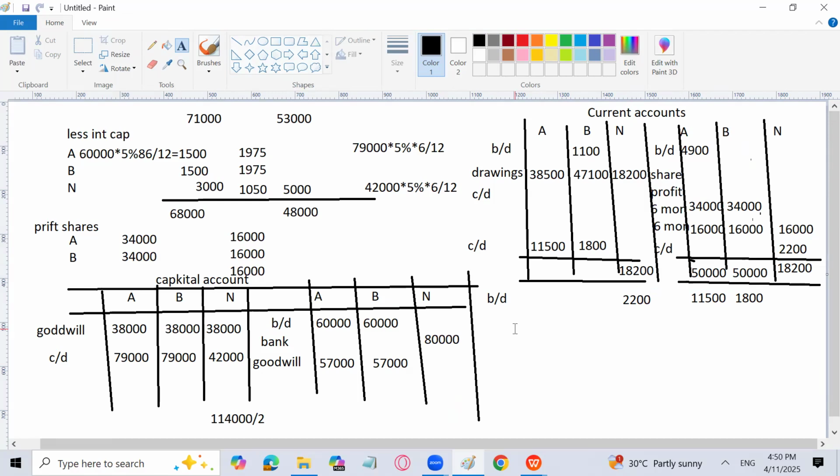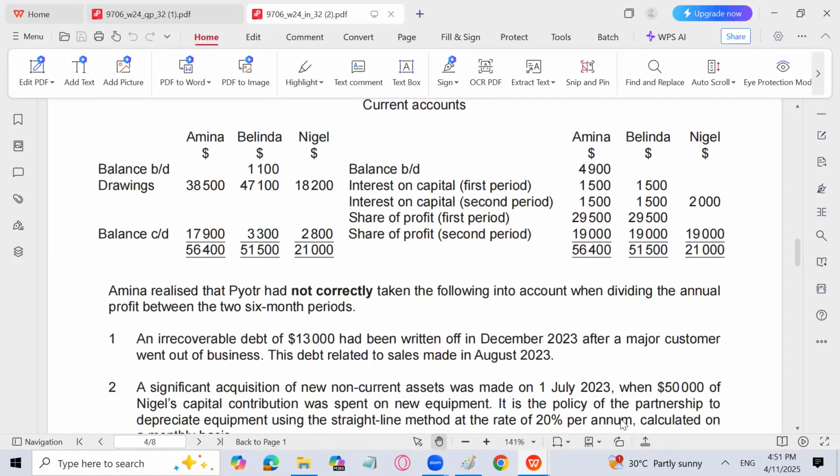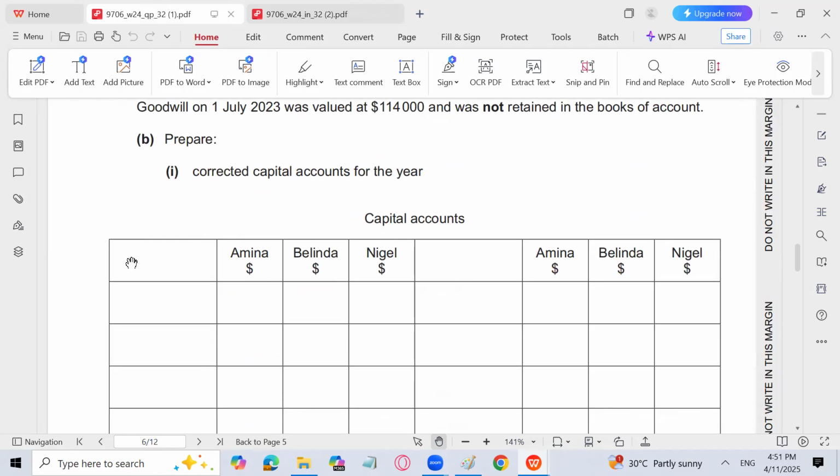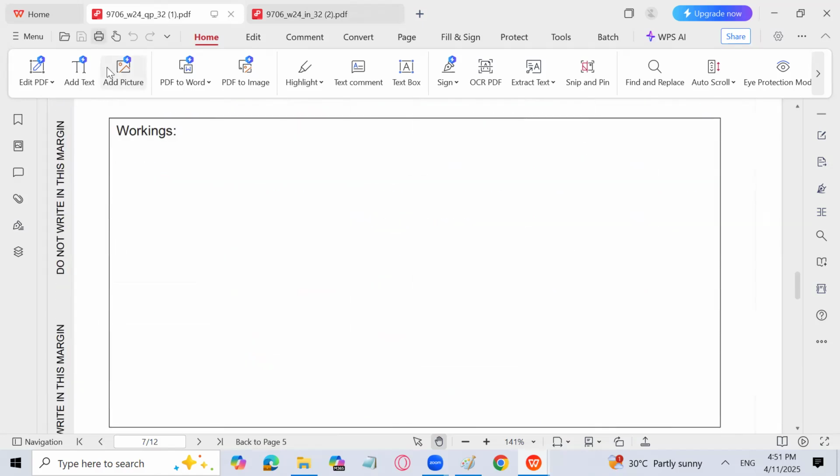So this is how we will solve this particular question. But the basic thing is that the appropriation account and current accounts are prepared separately for the first 6 months and the last 6 months. Capital accounts I have prepared again, why? Because to correct the goodwill calculation, to distribute the goodwill and write off the goodwill. Now let's see what question is asked of us. Capital account we have prepared, current account we are done.